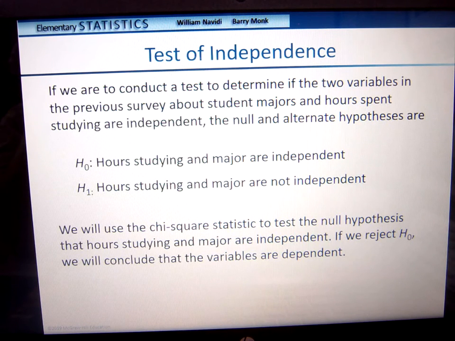The null hypothesis is that hours studying and the major are independent. And the alternate is that the hours studying and the major are not independent. So we're going to use a chi-square statistic to test the null hypothesis that the hours studying and the major are independent. If we reject it, then we conclude that the variables are dependent.